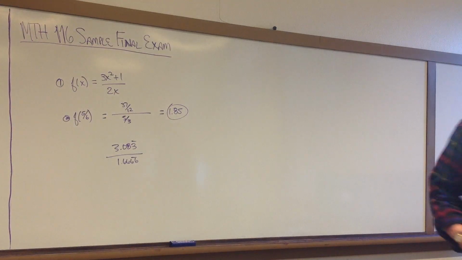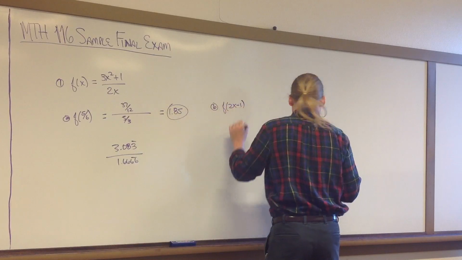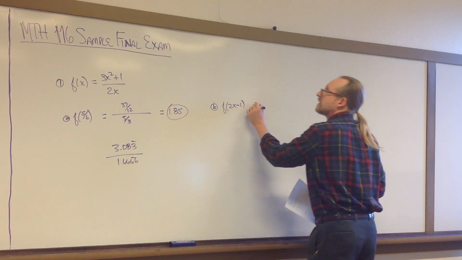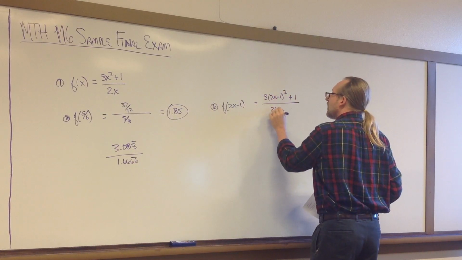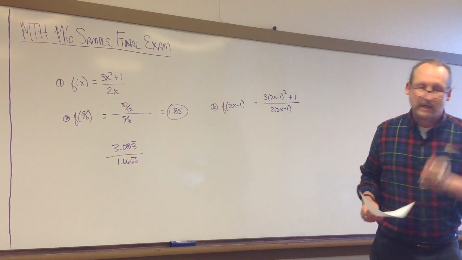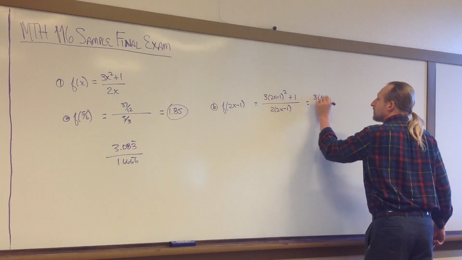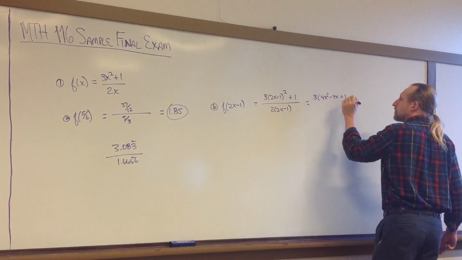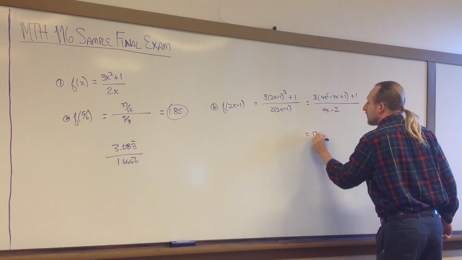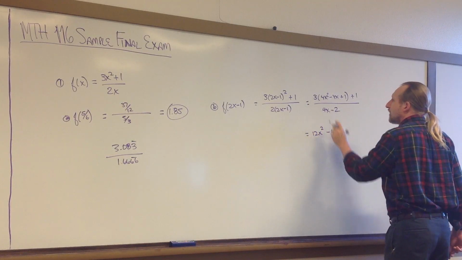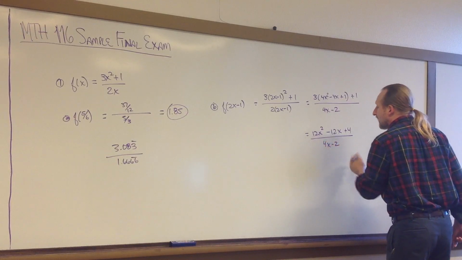Let's see here. Part B. F of 2x minus 1. So that's going to be 3 times 2x minus 1 squared plus 1 over 2 times 2x minus 1. So let's go ahead and square this out. 4x squared minus 4x plus 1. And then this will be 4x minus 2. So 12x squared minus 12x. This will be 3, but then that'll make it 4. And then over 4x minus 2.